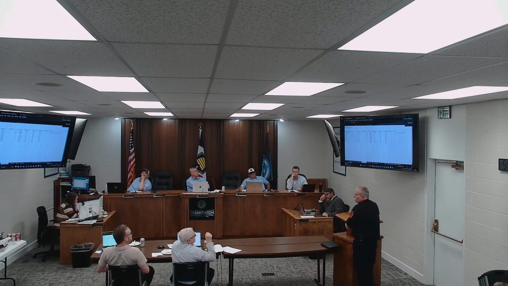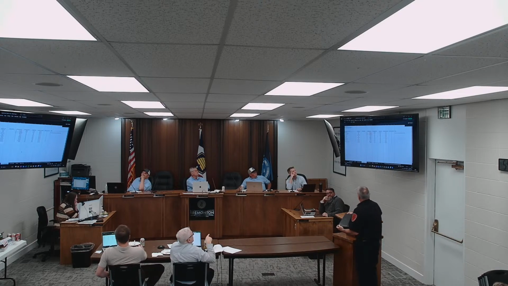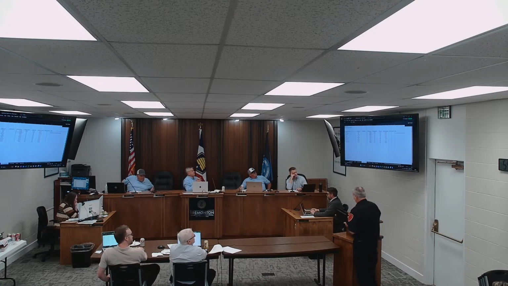Is that ambulance 33 or 32? 33 is the one that's getting replaced right now. This one says 32. Yeah, so 33 is a 2010. That's our oldest one in the fleet. That's the one that's supposedly getting replaced, and that's probably why it's not on there.